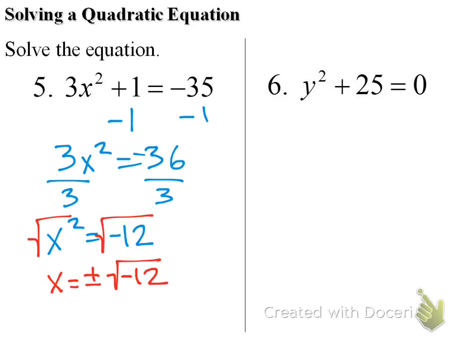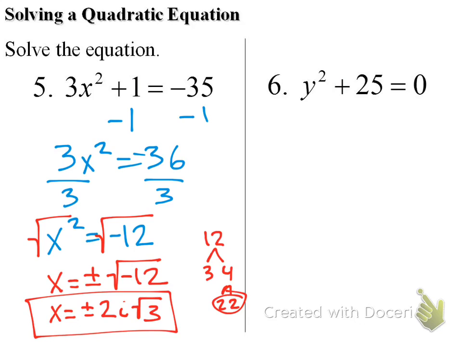How would I simplify the square root of negative 12? Yeah, I do 3 and 4, 2 and 2. So what do I have on the front? 2i square root 3. Don't forget your plus and minus. Questions?